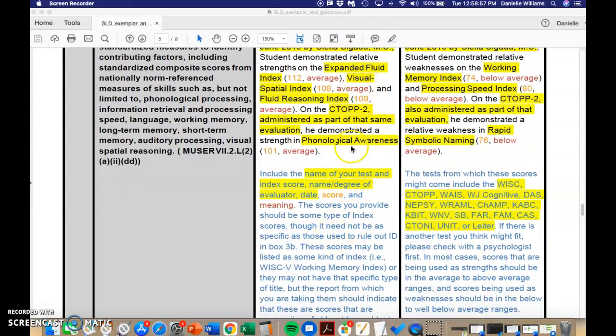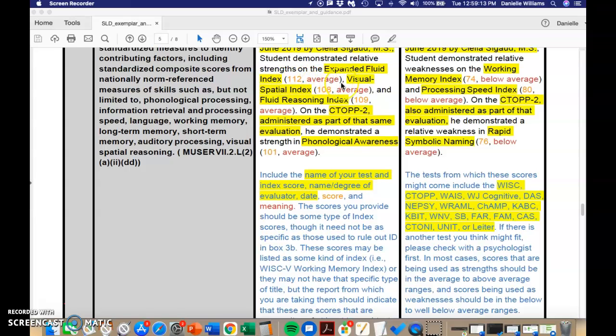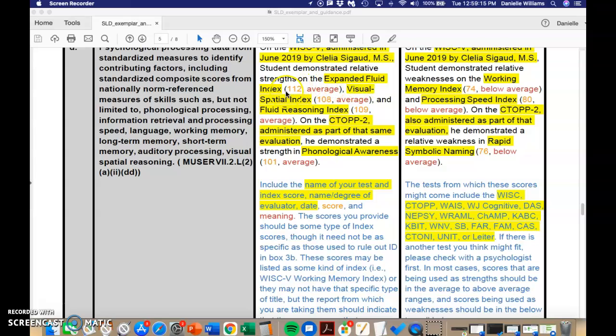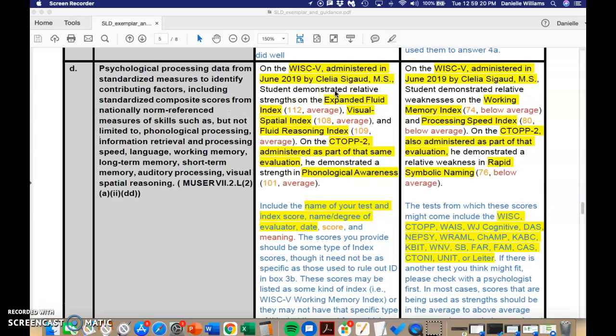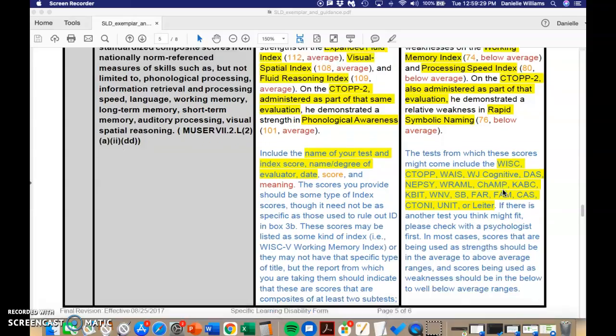You're going to indicate, just as with the others, strengths on the left-hand side, weaknesses on the right-hand side. And similar to other verification boxes where you've had to indicate actual scores, you're going to indicate both the score and what the score means. So for this particular student, the expanded fluid index score of 112 is in the average range. You're, of course, also going to indicate the specific test, the evaluator, and the credentials or degree of the evaluator who engaged in these tests with the student.